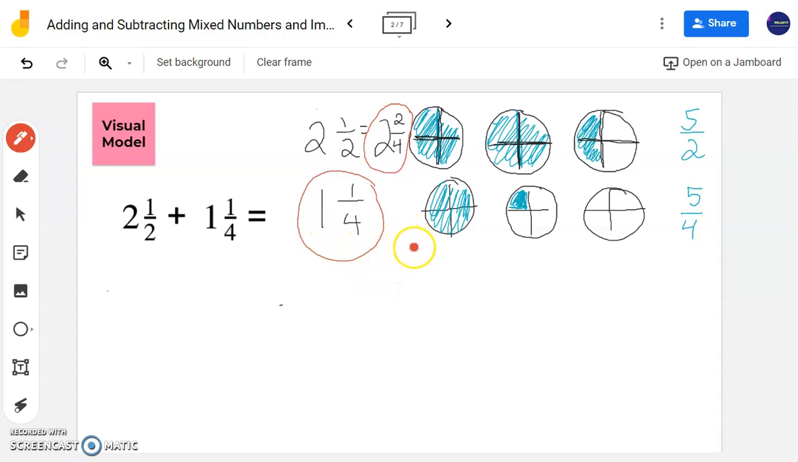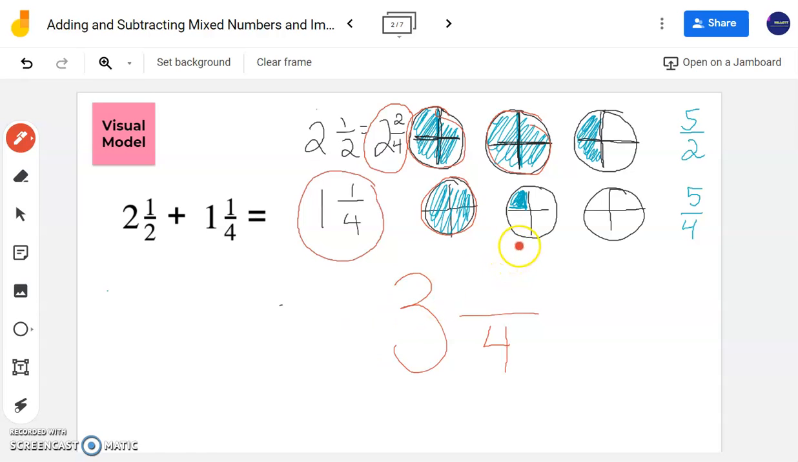Now, the first thing when I'm using a model is I look at what's fully shaded in. How many wholes do I have? What is my whole number going to be? So let's see. I have 1, 2, 3. I have 3 fully shaded in circles. That's my whole amount. I notice that every single circle here is broken into 4 equal pieces.